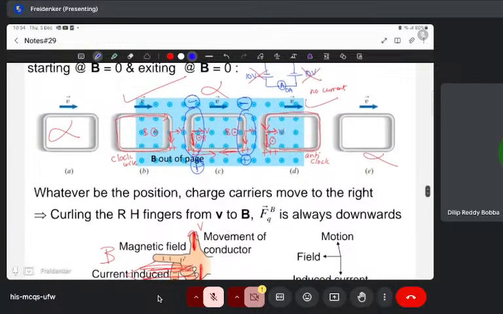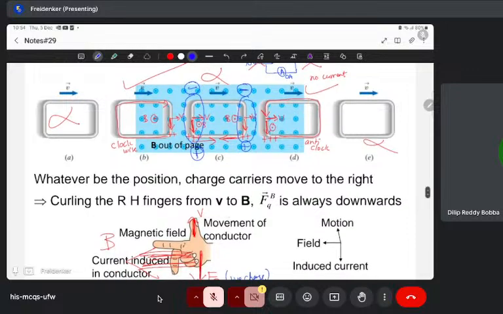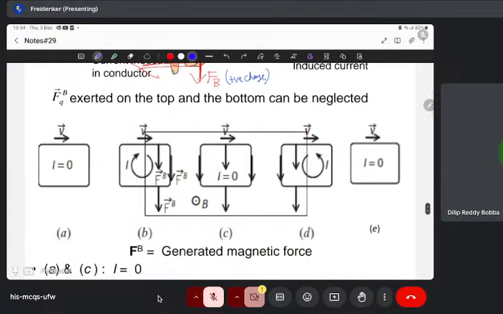So if you notice, the current is basically in the direction of the force due to magnetic field. F_B is downward, so current is also going like this. Same story. And clockwise current, no current, anti-clockwise current.